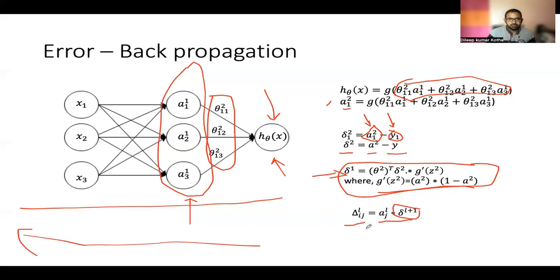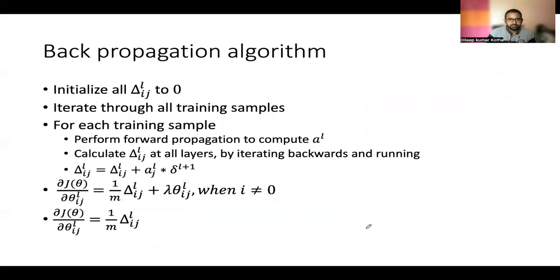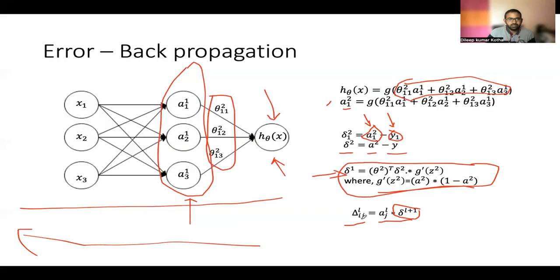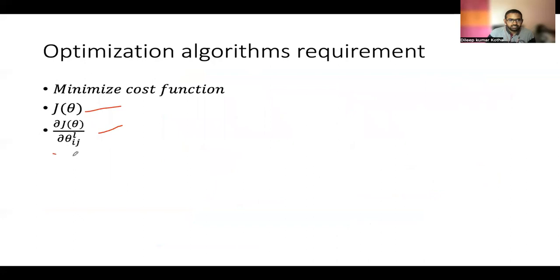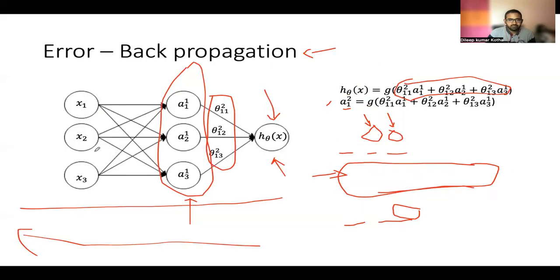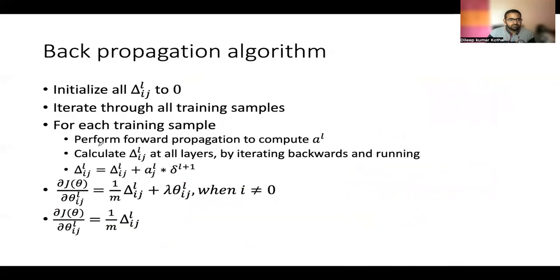So let's see. The ultimate goal of this backpropagation algorithm is to derive the derivative of the cost function. So this is the ultimate goal, not to solve the neural networks, but to get this derivative. Okay, let's move on.